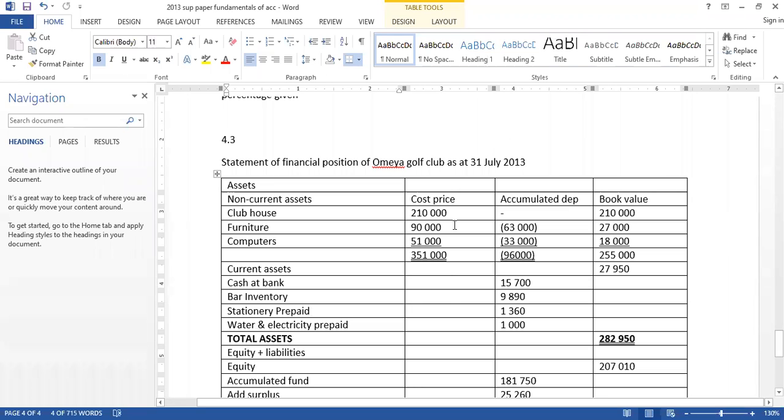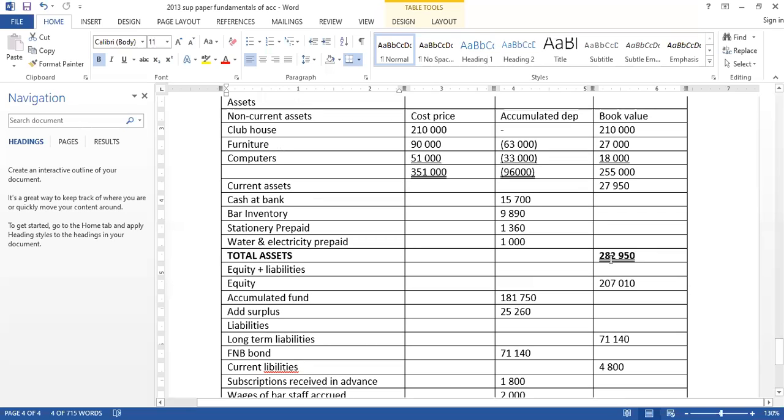So the first column is of no use anymore. But if you happen to record in the first column, you won't be penalized, né? You won't be penalized. Okay. So you add up all your current assets together, and then you get 27,950. So non-current assets plus current assets will give you your total assets, which will give you 282,950. And then from there, that is the final amount. There's no other amount to be added. So you draw double lines.